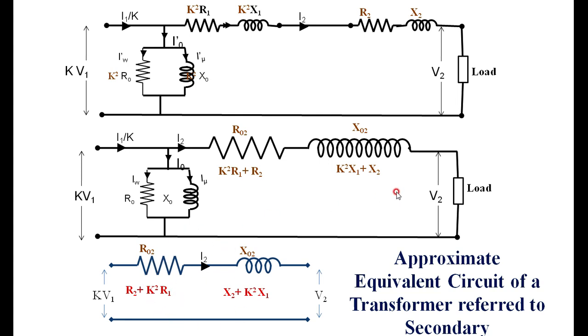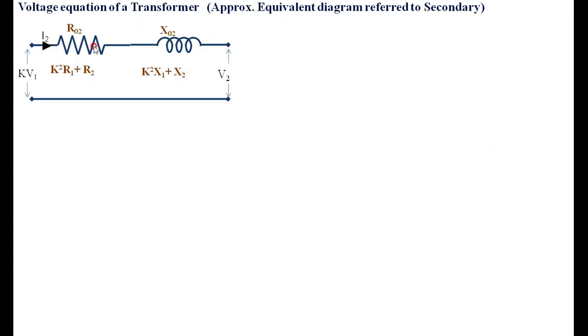For this, you have to draw the vector diagram. I am drawing the vector diagram here. This is R02, X02, K times V1. Here it is V2. Start with V2, then the current here is I2. V2 and I2 you have to take as a reference, with V2 as the reference, and depending upon the current I2 lagging, leading or at unity power factor.